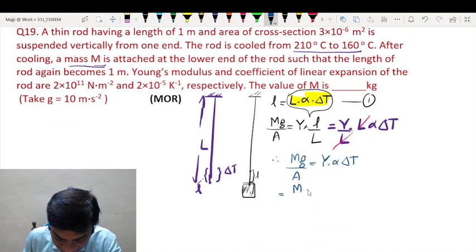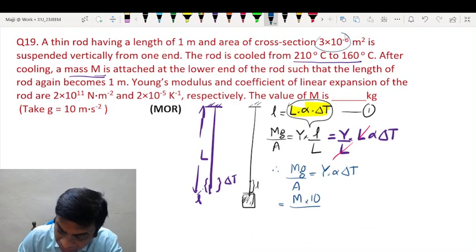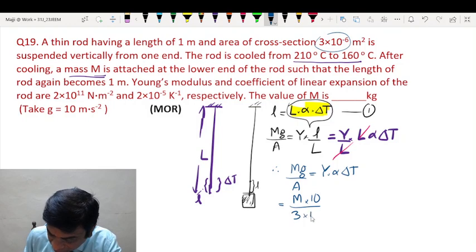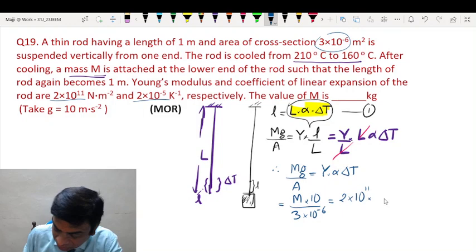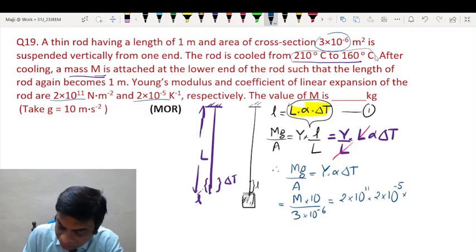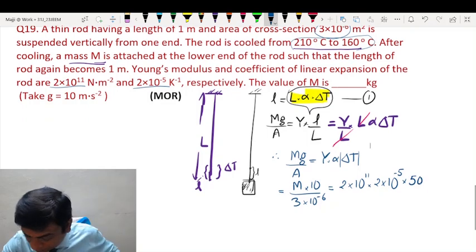Mass we have to find, acceleration due to gravity is 10. Cross section area is 3 into 10 power minus 6 meter square. Young's modulus is 2 into 10 power 11. Alpha is given as 2 into 10 to the power minus 5, and delta T is just a numeric value, you have to take the mod. So from 210 to 160 it is 50 degrees Celsius.